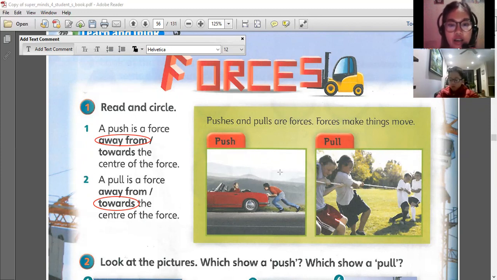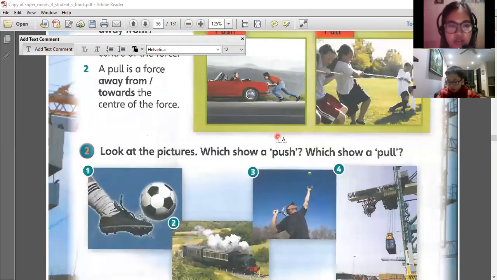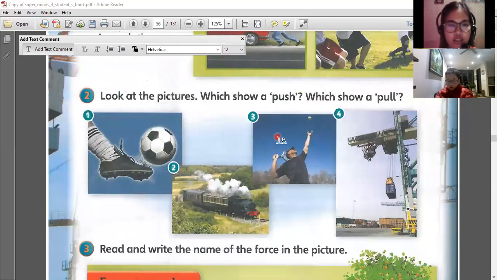Okay, so this is the picture. I mean, these are the pictures that show push and pull. Okay, can you see that? This one. Yes. All right. So now let's look at the pictures, which show a push and which show a pull. Okay, number one.